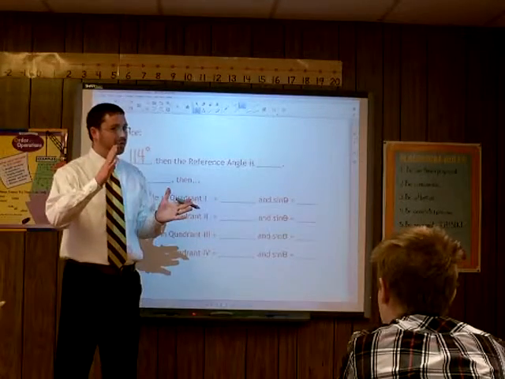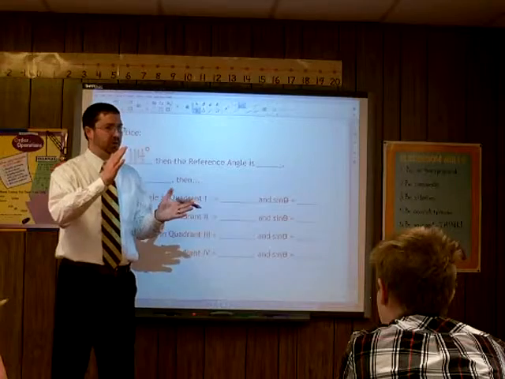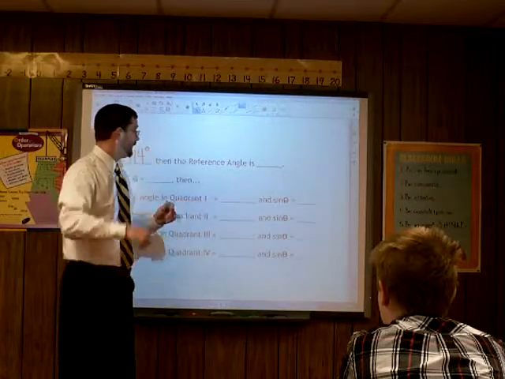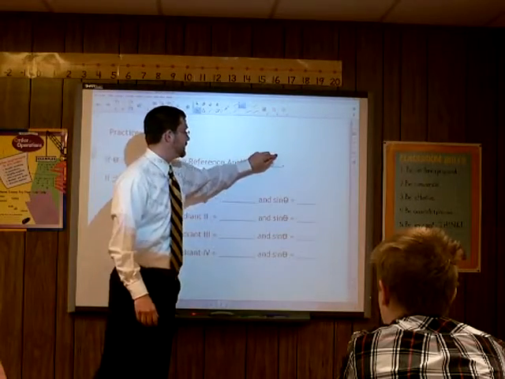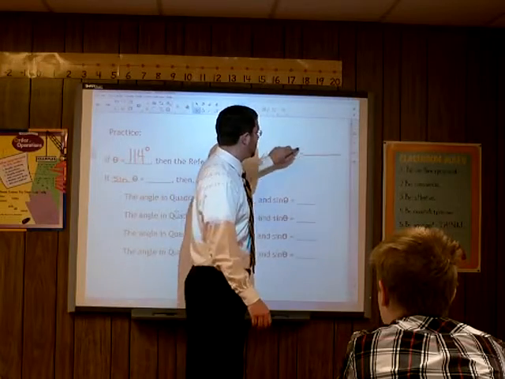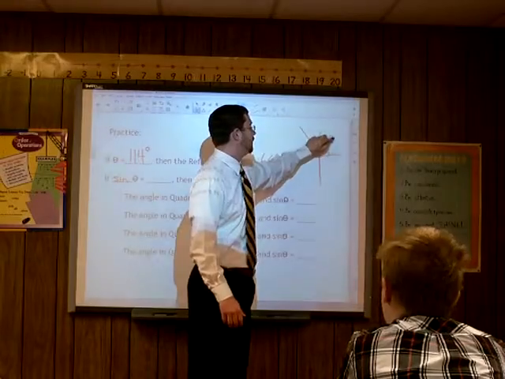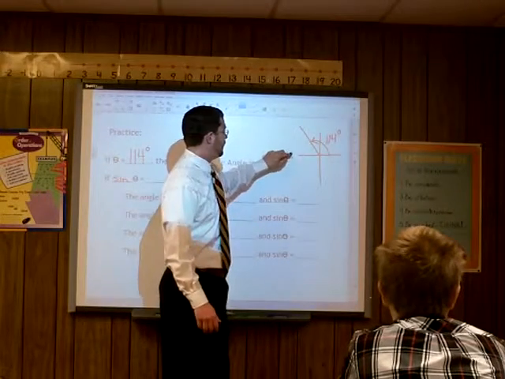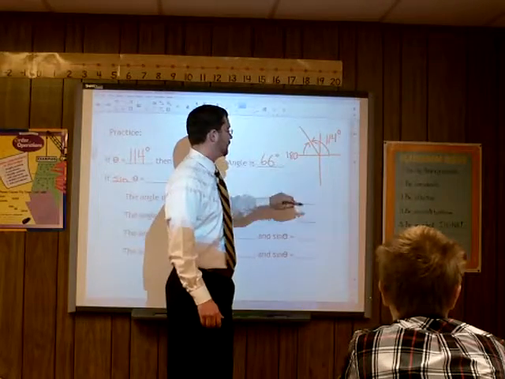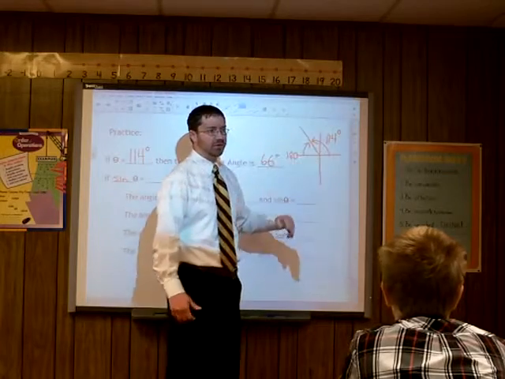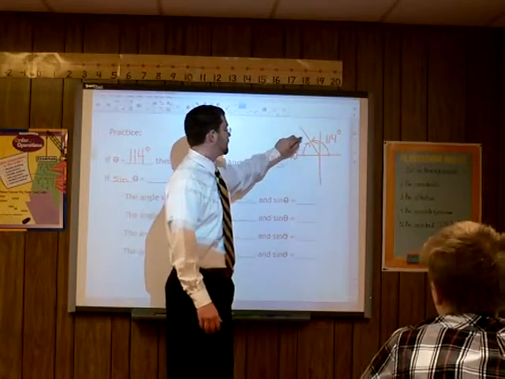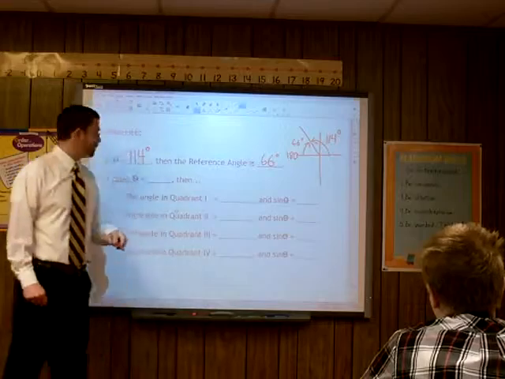We're in the second quadrant, right? So how far short of 180 are we? 66. Good. Okay, 66. Again, visualize it if that's helpful. You know, 114 is going to be about right there. Here's 180. So what's this? Okay, you subtract 180 minus the 114. We got 66 degrees. Okay.